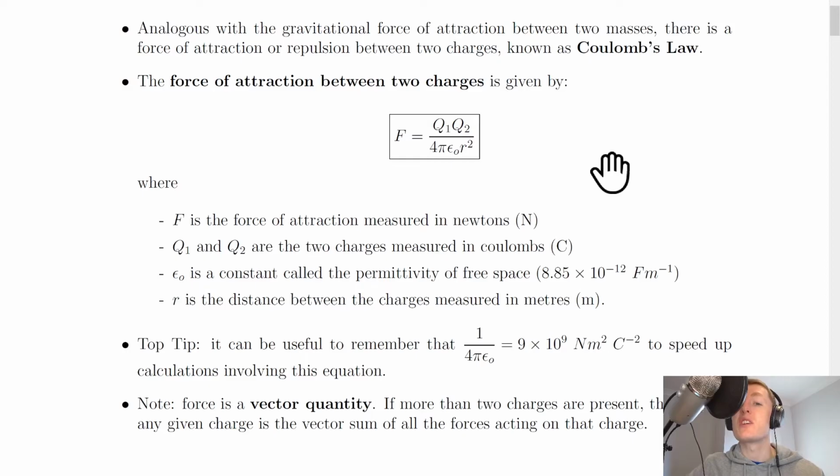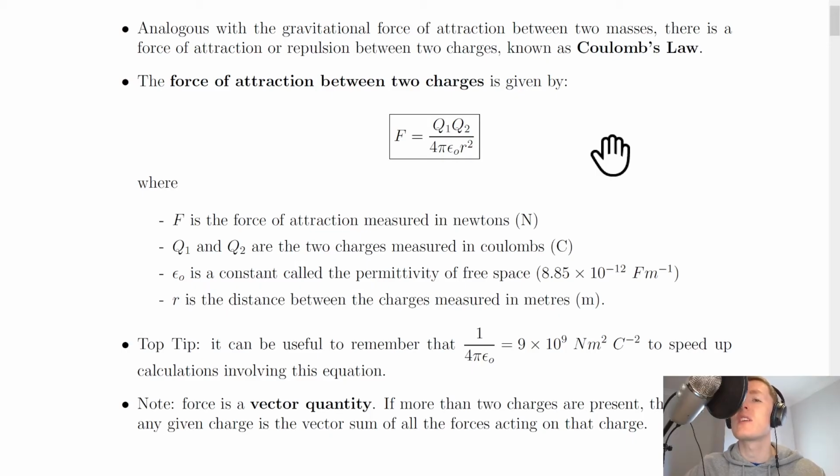Now notice that this expression for the force of attraction or repulsion between two charges is an inverse square law. So we've got that the force F is directly proportional to 1 over r squared, which means that as the distance between the two charges increases, the force should drop off quite quickly. Or in other words, as the distance between two charges doubles, the force of attraction or repulsion should quarter.